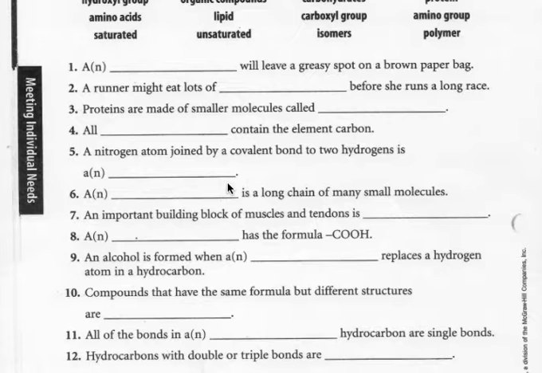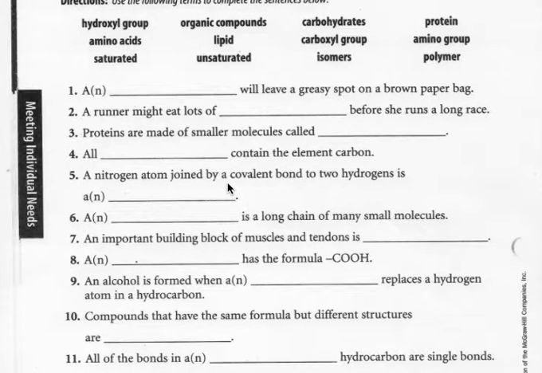Number 1, a blank will leave a greasy spot on a brown paper bag. Number 2, a runner might eat lots of blank before she runs a long race. Number 3, proteins are made up of smaller molecules called blank. 4, blank. All blank contain the element carbon. 5, a nitrogen atom joined by a covalent bond to two hydrogens is a blank. Number 6, a blank is a long chain of many small molecules. 7, an important building block of muscles and tendons is blank. 8, a blank has the formula COOH.